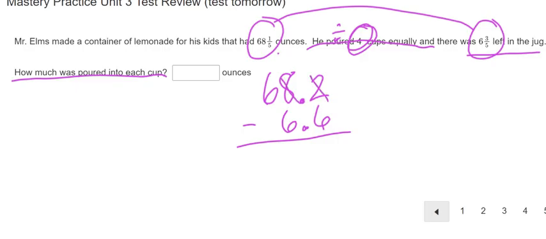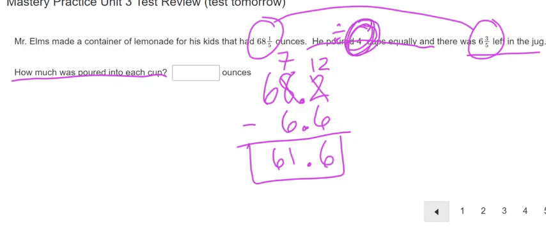We're going to borrow. 2 cannot subtract 6, so we're going to borrow from the next place value. So now we have 12 minus 6, 7 minus 6, and 6 minus nothing. So this is how much was poured into the cups.